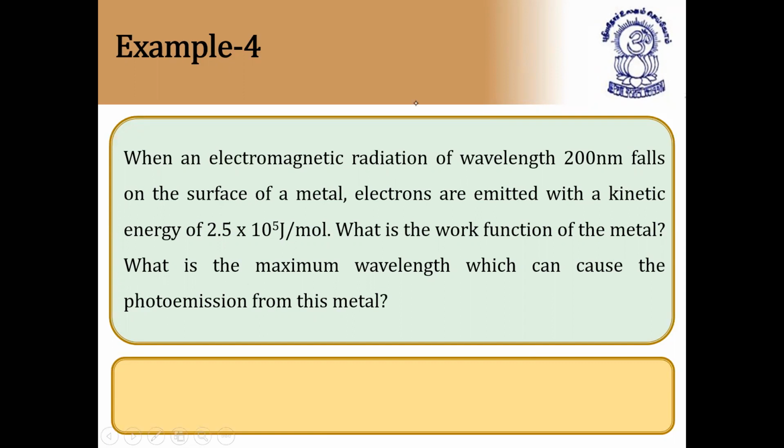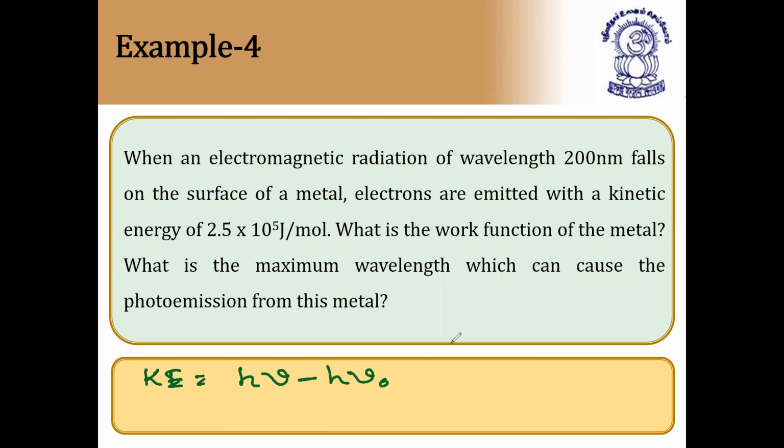Kinetic energy is equal to, I'm writing the solution here, then we can substitute. We know kinetic energy is equal to h nu minus h nu naught, and h nu naught is called work function. h nu naught can be taken as h into c by lambda naught. Since they are given wavelength, h into c by lambda minus h into c by lambda naught, and they are asking the work function of the metal. So this is called work function of the metal.